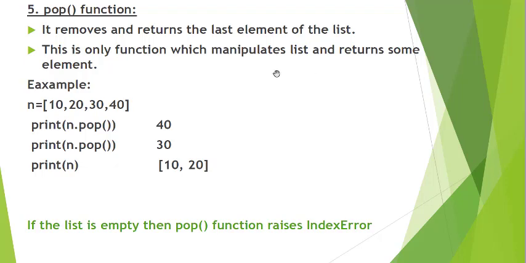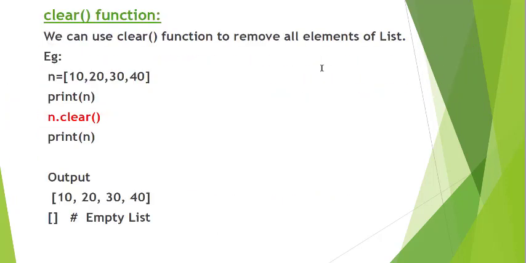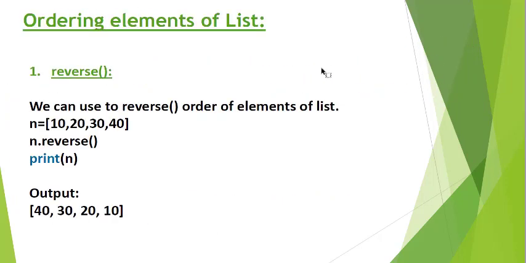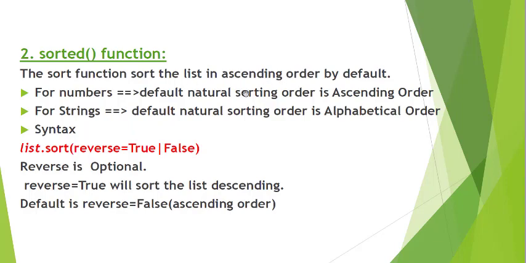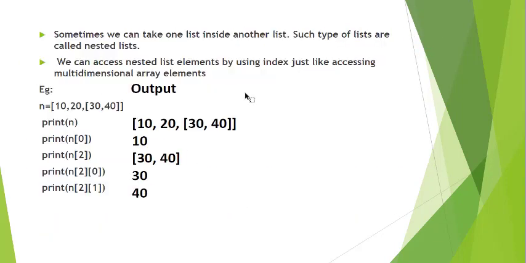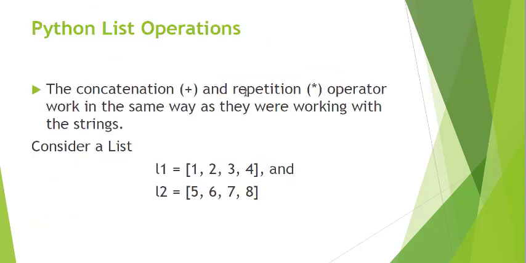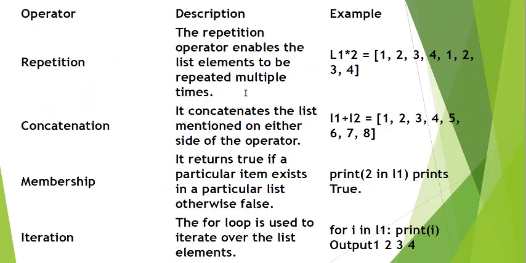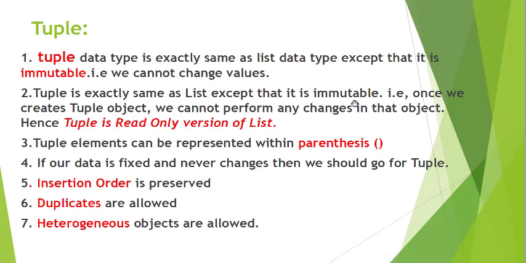Then there's the remove function. Then there's a pop function, clear function, and reverse. You can go through these. This is self-explanatory, very simple. You can go through the notes and just do it. Okay, these are the operations of the list.